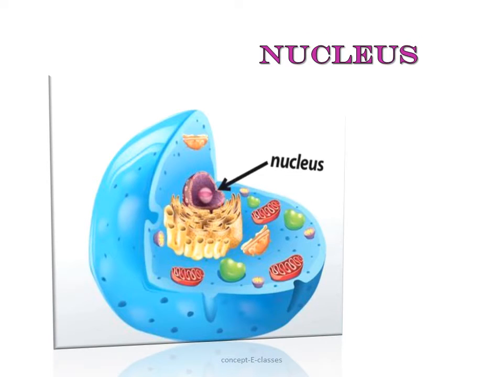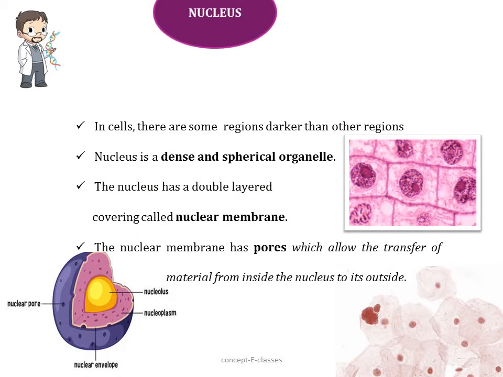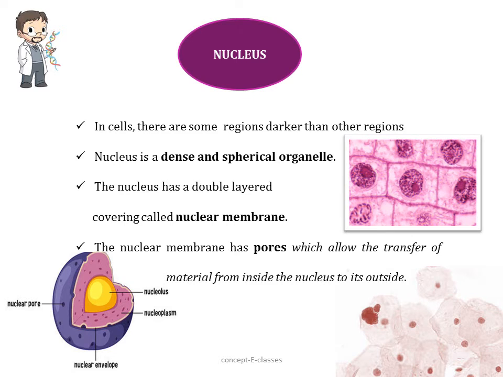Now let's see about the nucleus. So the nucleus is the brain of the cell. When we observed the onion cell, we saw there are certain regions that are much darker than other regions. Such a dark spherical region is actually the nucleus. The nucleus is a dense and spherical organelle. It has a double layered covering called the nuclear membrane. The fluid inside the nucleus, surrounded by the nuclear membrane, is called nucleoplasm. The nuclear membrane has pores which allow the transfer of material from inside the nucleus to its outside.